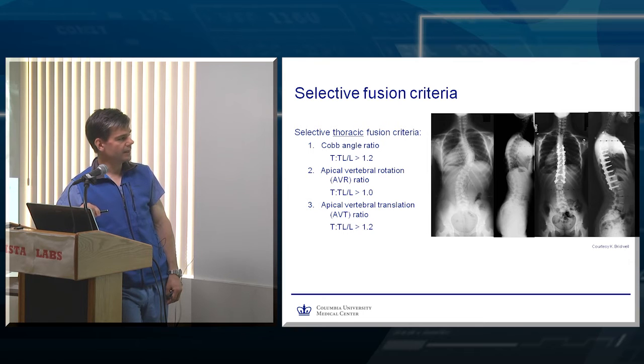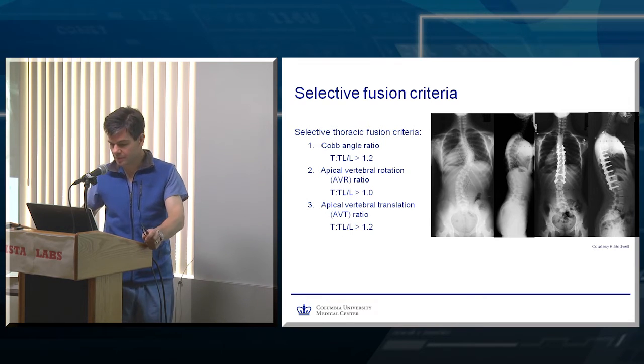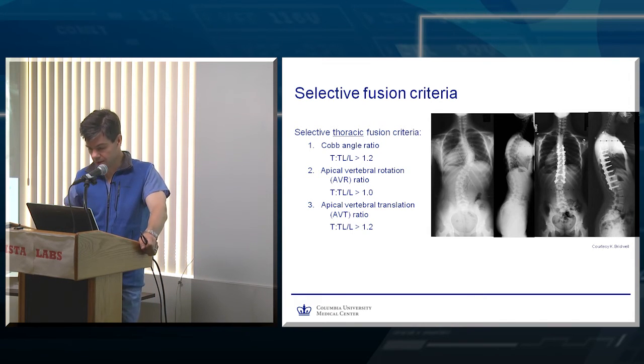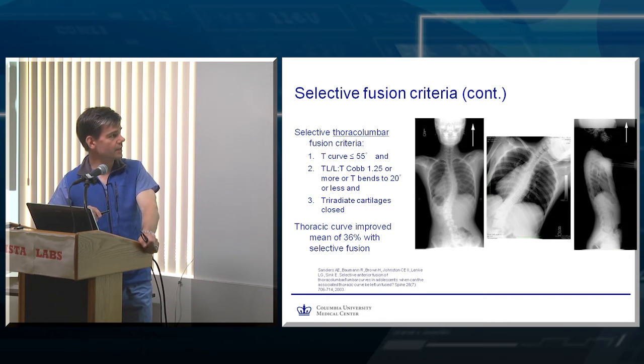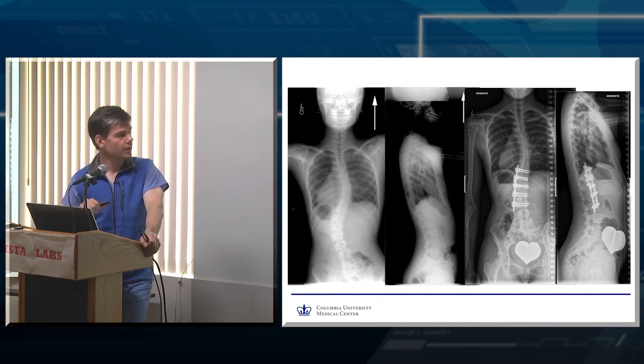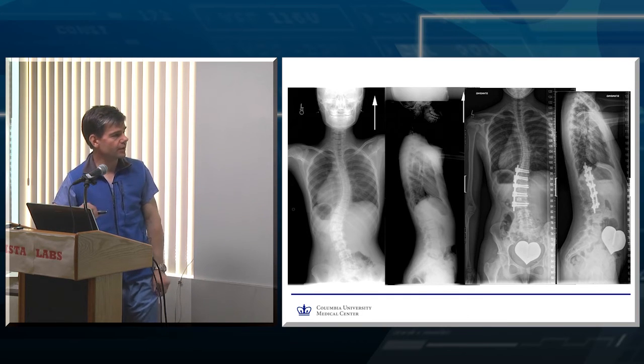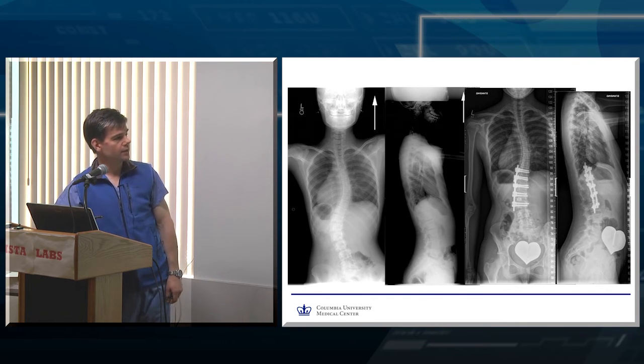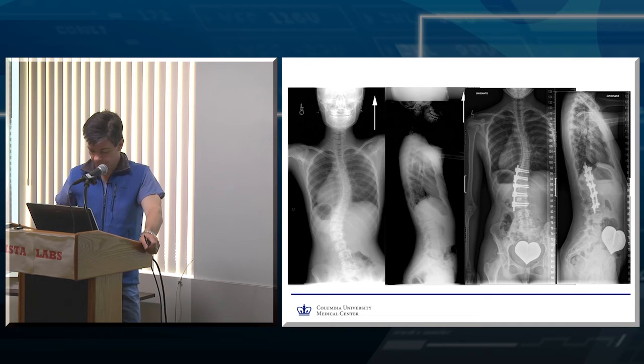And then finally looking at how displaced the apical vertebra are relative to the CSVL, right? The apical vertebra being the maximally displaced, and if the thoracic apex is much more displaced than the thoracolumbar, then that may be a selective fusion candidate. And similar criteria looking at thoracolumbar, so these Lenke 5 curves. When can we fuse just the thoracolumbar curve and not the thoracic curve? Expecting that the thoracic curve is going to improve in a compensatory manner after correction of the thoracolumbar curve, as in this patient where we did an anterior fusion.